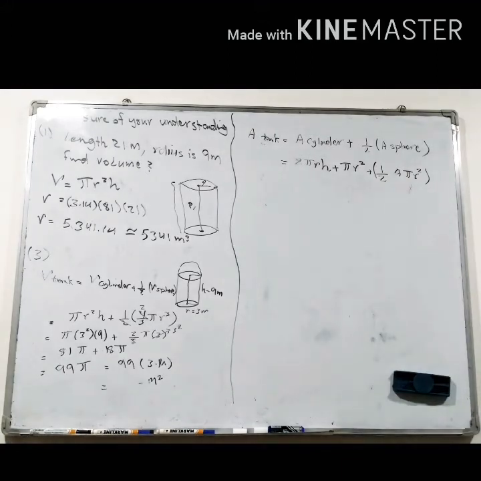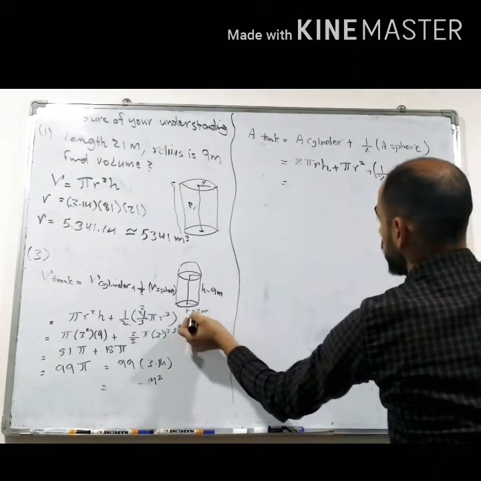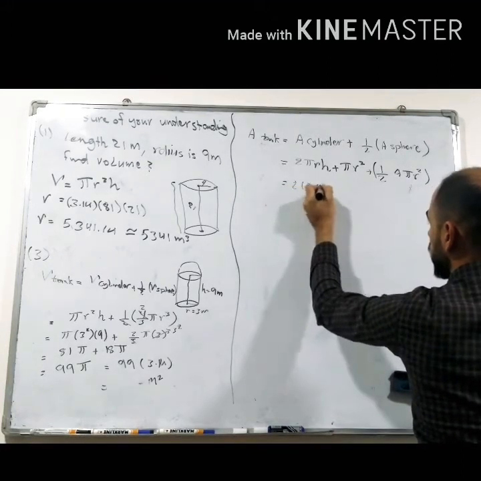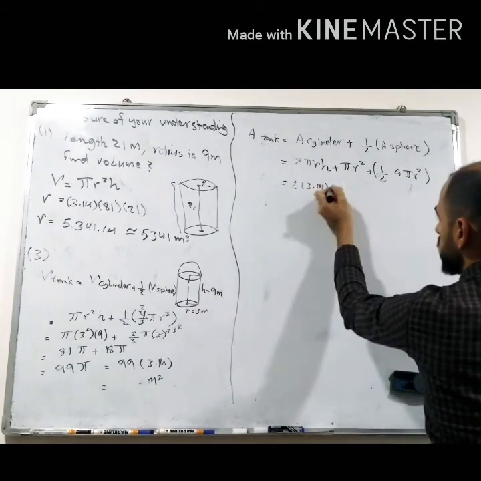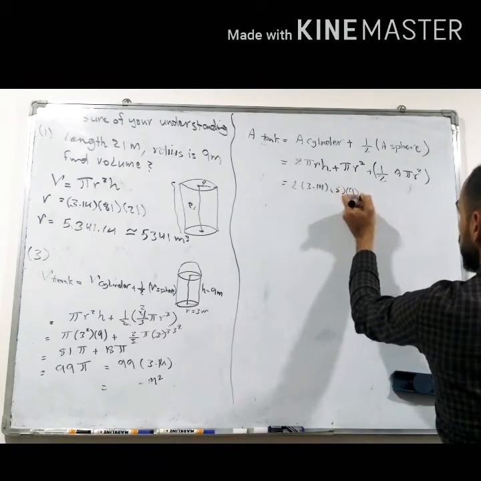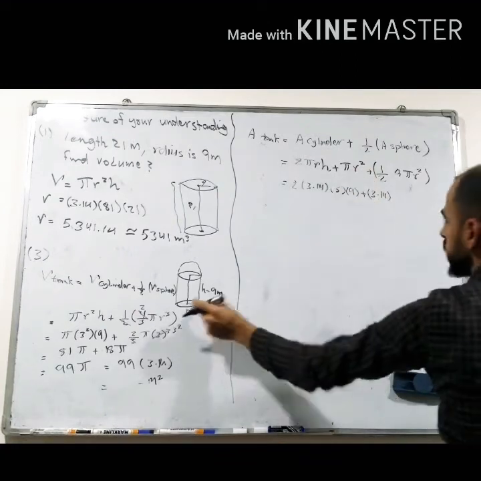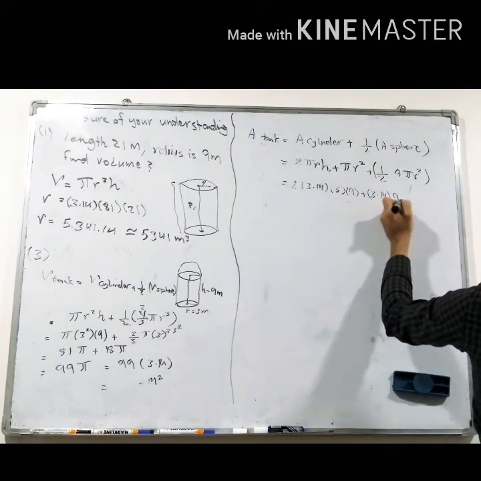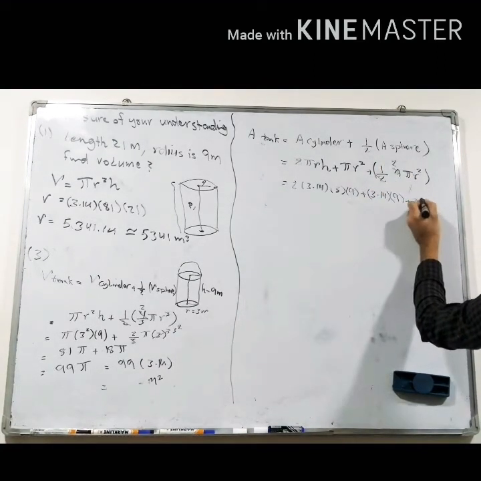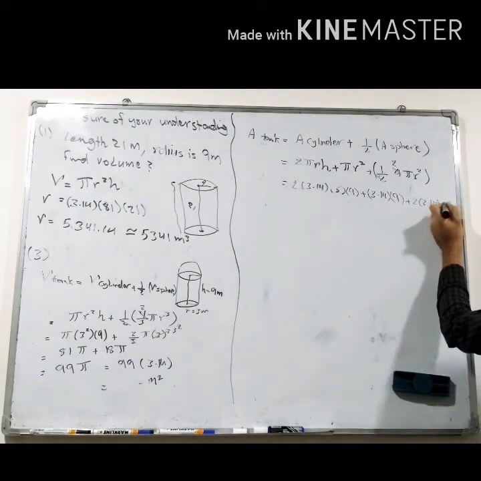Just substituting the law of area and pi and r: 2, 3.14, multiplying by r, which is 3, and h is 9, plus pi, which is 3.14, multiplied by r to the power 2, r is 3 to the power 2, 9, plus 2 and 3.14 multiplied by r to the power 2, which is 3 to the power 2, also 9.